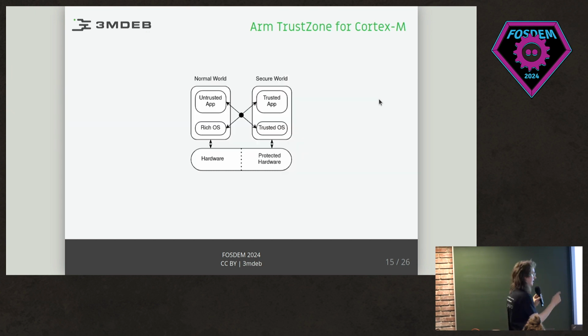Yeah, and all of that was for the Cortex-A series. That's an important distinction because on ARM Cortex-M, TrustZone works completely differently. It works through interrupts.